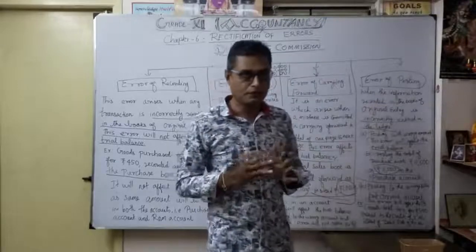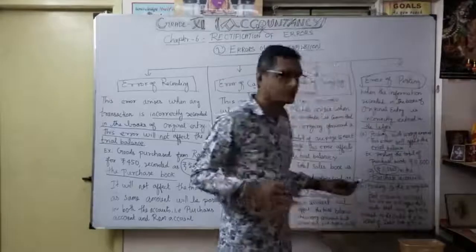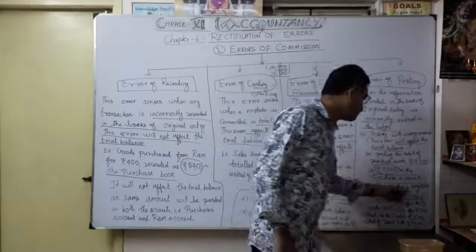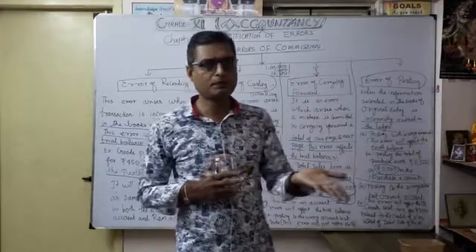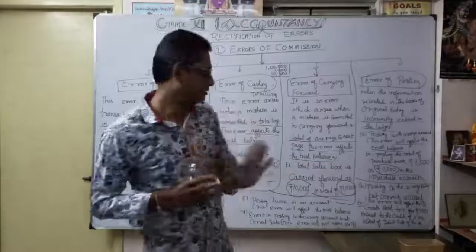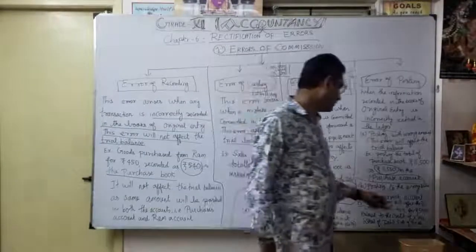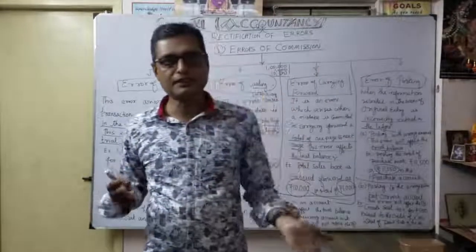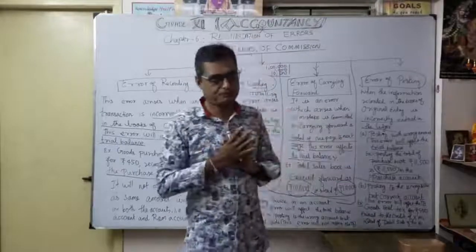Understood. Now the second one. What is the second? See, posting to the wrong side. You have done a posting, but it is on the wrong side, with the correct amount. Whatever posting is done may be debit or credit, but what happened? Wrong side. Instead of debit, you did it on the credit side. Instead of credit, you did it on the debit side. But the amount is correct.